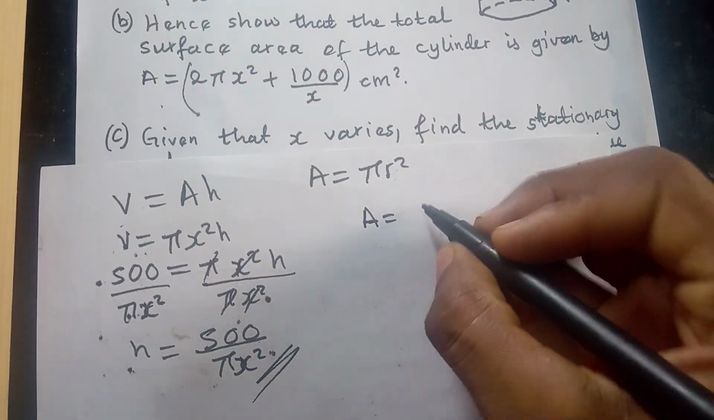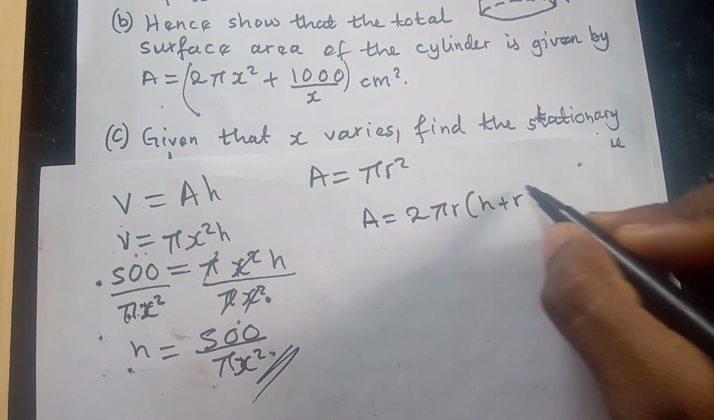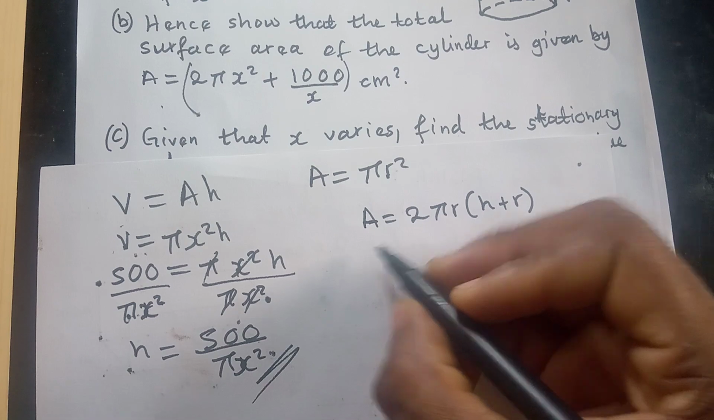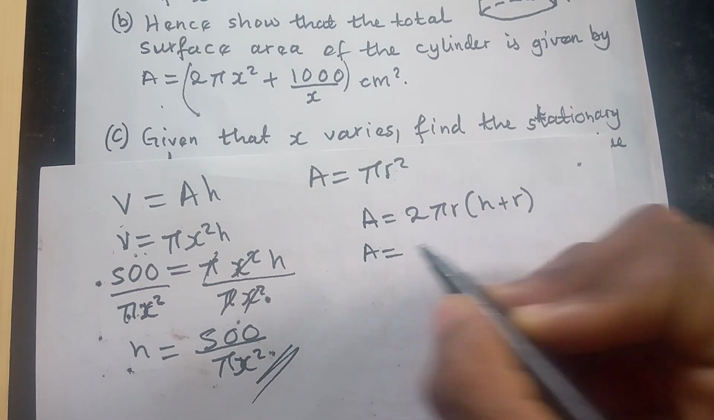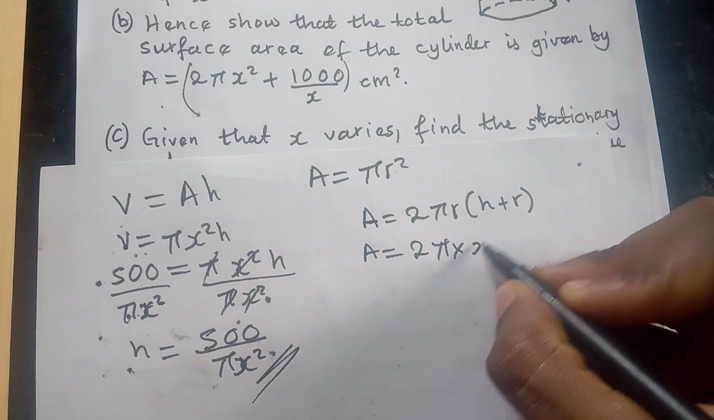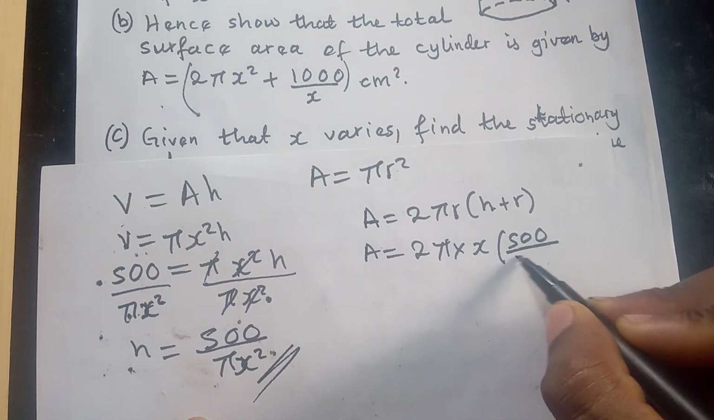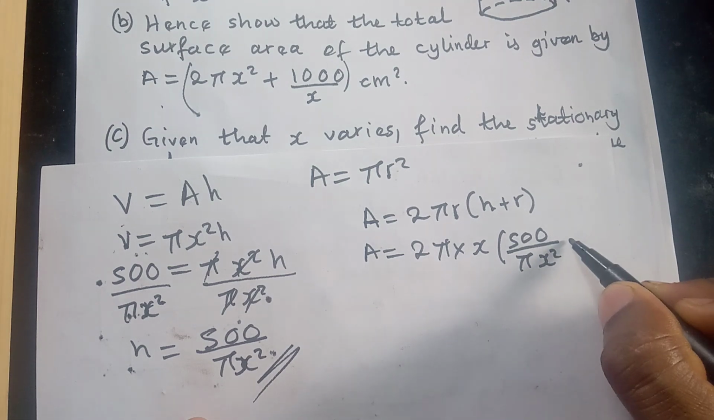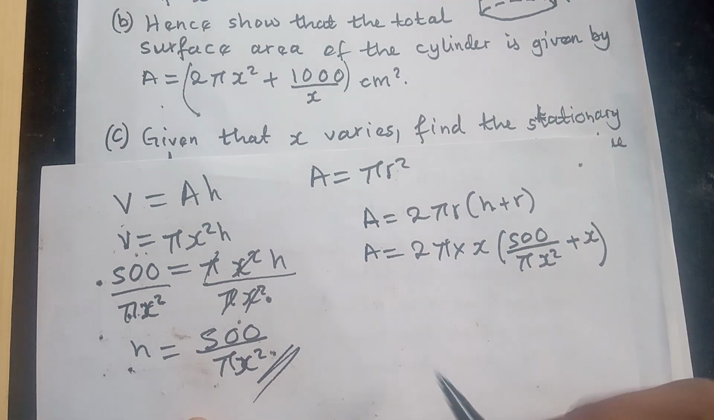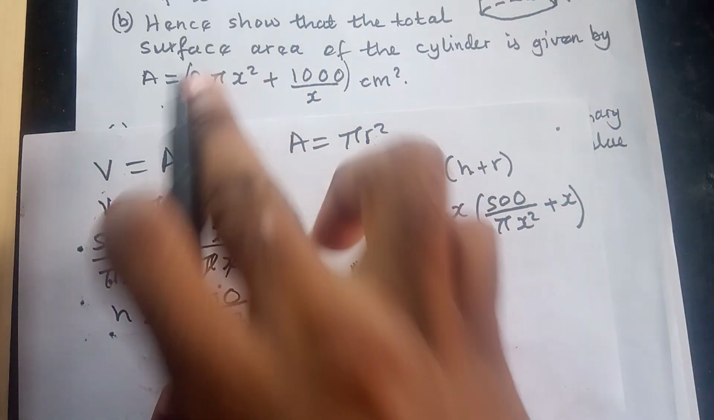So our A is given by 2 pi r and then h plus r. This is the formula. You can remember this from grade 8. So A is equal to 2 pi. Our radius is x. Then our h is this, so we can say 500 over pi x squared, and then plus our r is x again, so we can expand and write it in that form.